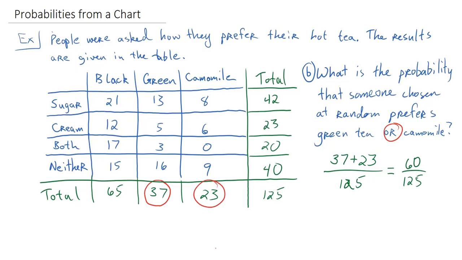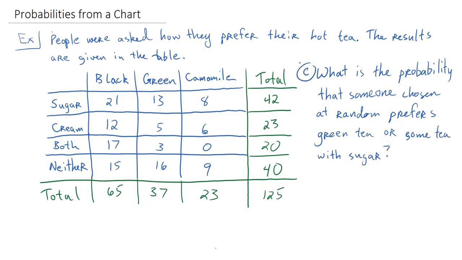So that's an OR, but I want to look at a different OR because there's two different ways these OR probabilities show up. So for part C, we'll look at what is the probability that someone chosen at random prefers green tea or some tea with sugar. Any of the teas with sugar. Alright, so our green tea number is still the 37. Now, any of the teas with sugar would be the 42.